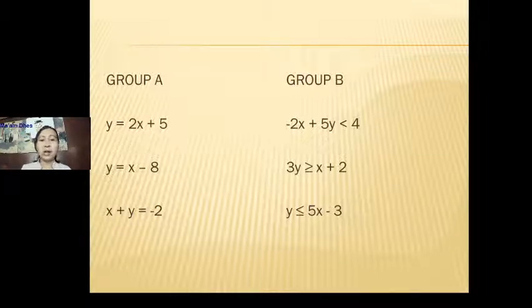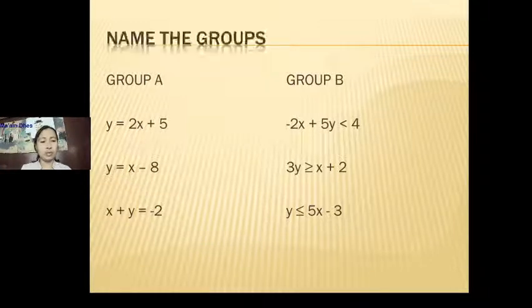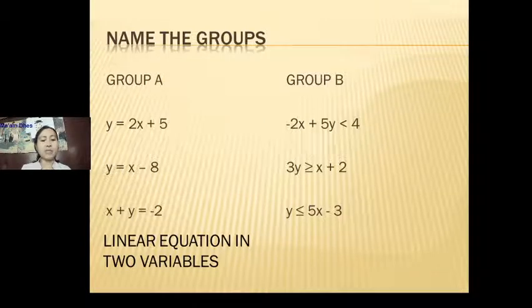Linear equation, how many variables do we have? Very good, in two variables. So by naming this, we have linear equation in two variables with regards to group A. Let's now proceed to group B.